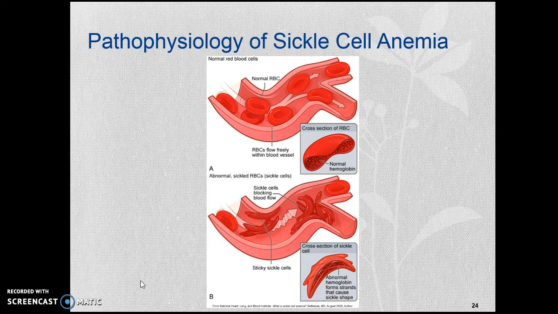So you'll see a clot form, just like you see in image B. And when this clot forms, depending on where it is located, then you will see hypoxia and tissue death occurring.